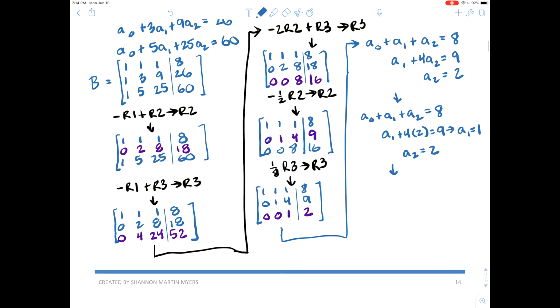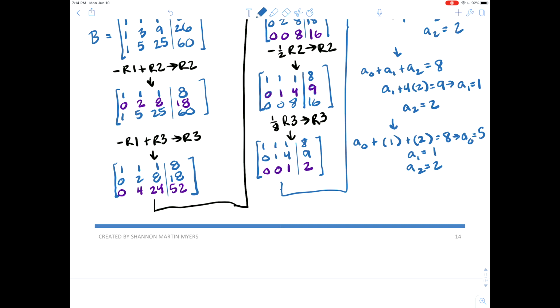And then when I back substitute in this first one, A0 is what we'd be solving for. A1 we got is 1. A2 is 2, and that's going to equal 8. And so what does that give us? That's going to give us that A0 is 5, right? And then, of course, we still have our A1 is 1, and A2 is 2.